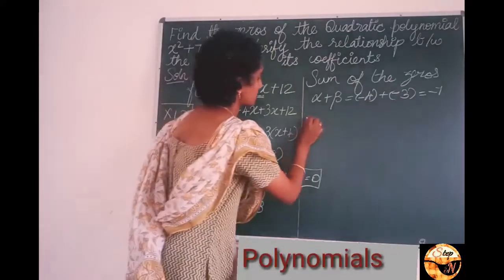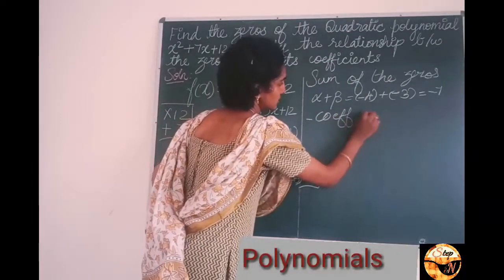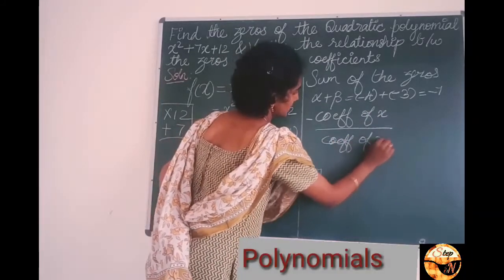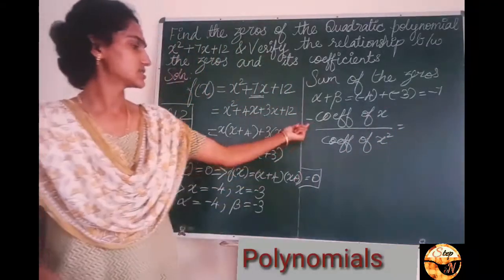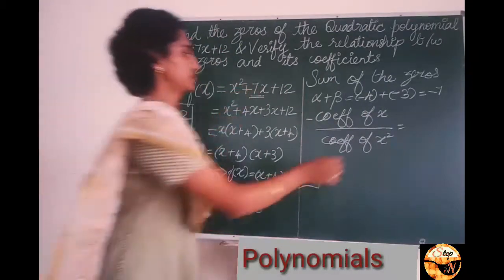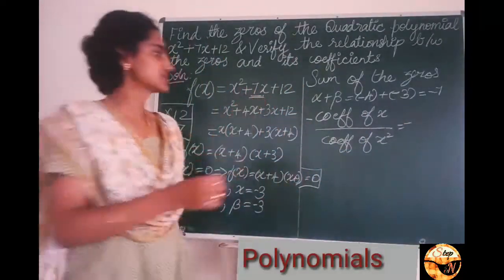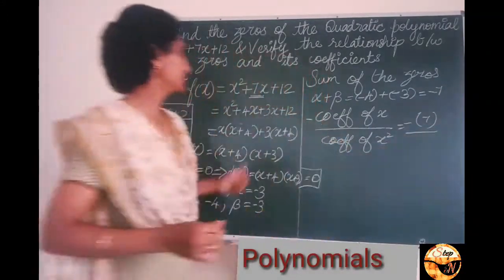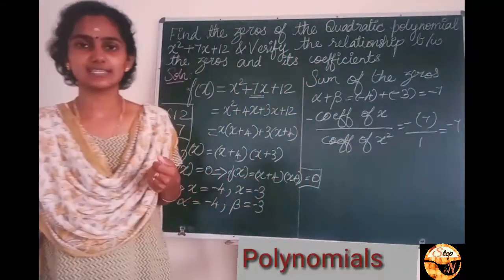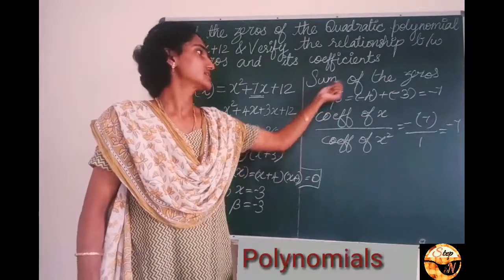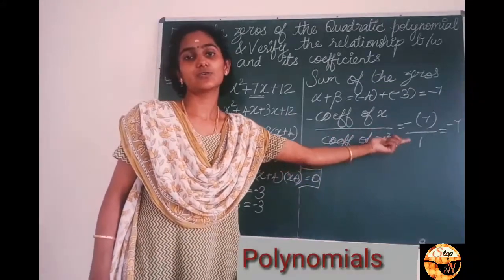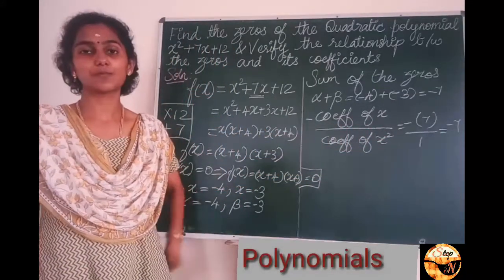So next is minus coefficient of x by coefficient of x square. So what is it? Minus of the coefficient of x. Here minus of the coefficient of x is minus 7, and the coefficient of x square is 1. So that is also equal to minus 7. So now we have proved that the sum of the zeros is equal to minus coefficient of x by coefficient of x square. So let's see with the product.